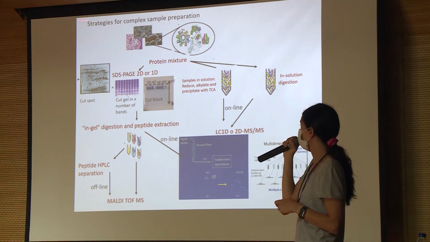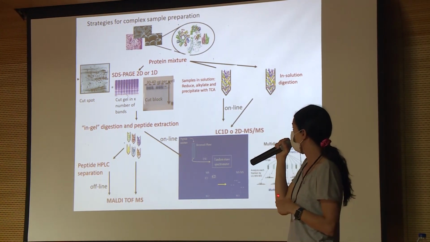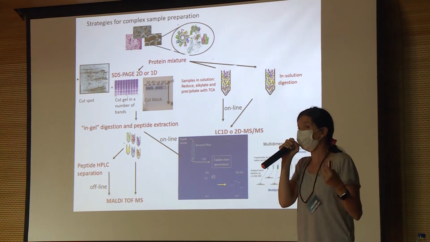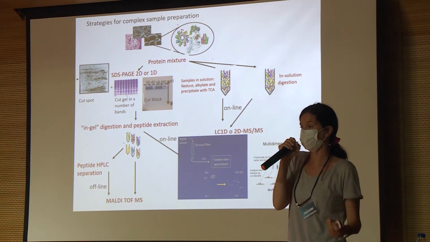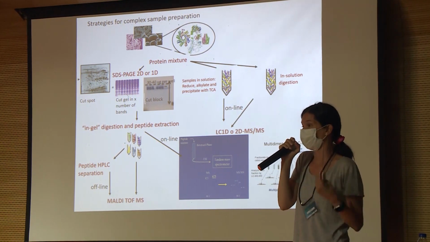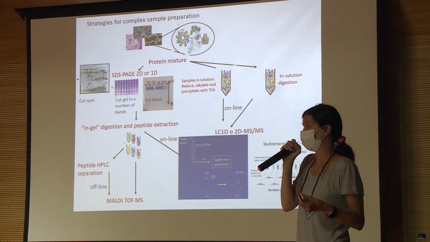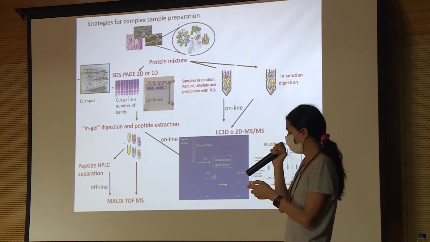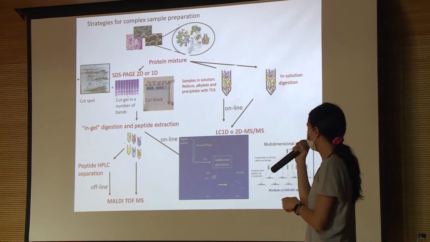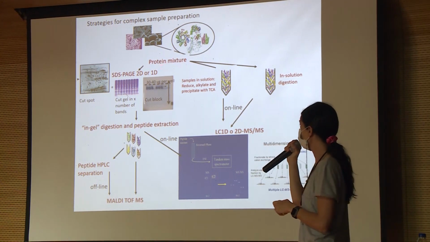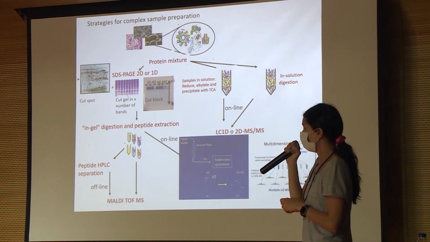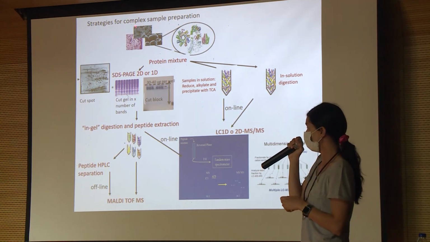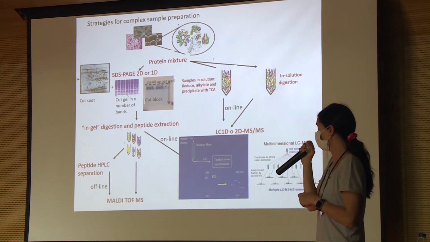A word about strategies for complex sample preparation. As I said before, it is essential to reduce the complexity of a sample before you start getting it into the mass spectrometer, because if not, you'll only be seeing high abundance proteins. So you have a couple of paths that you can choose from. Basically, the first decision you have to make is if you're going to go for a gel-based approach or if you're going to be working in solution.